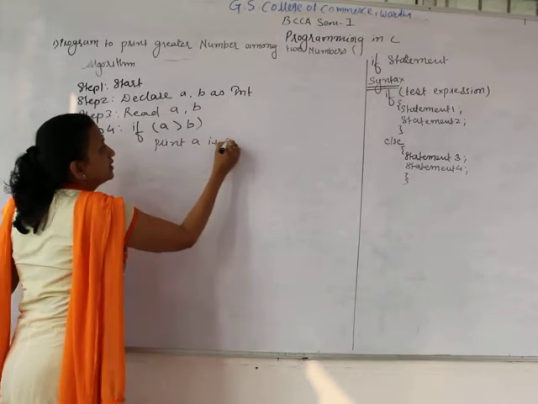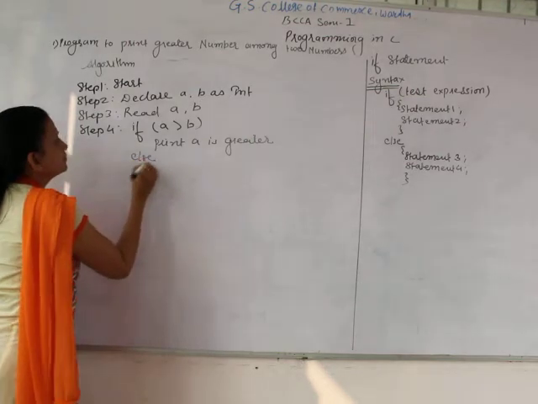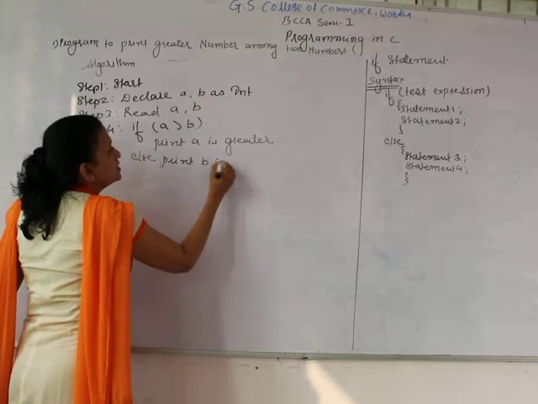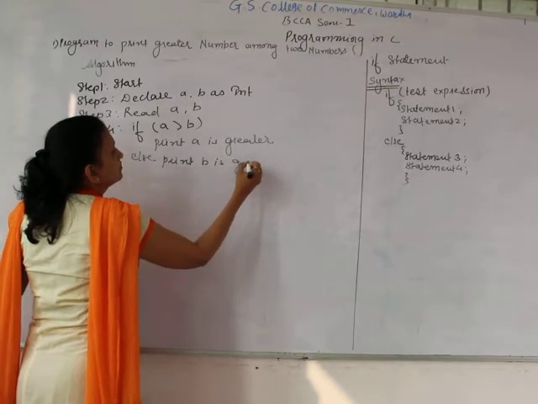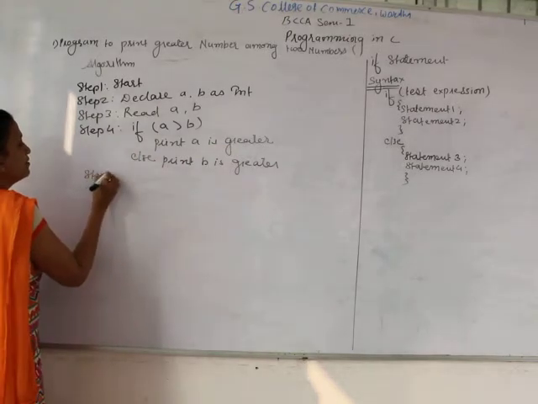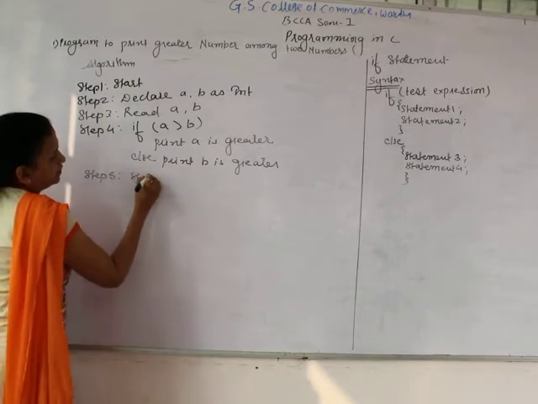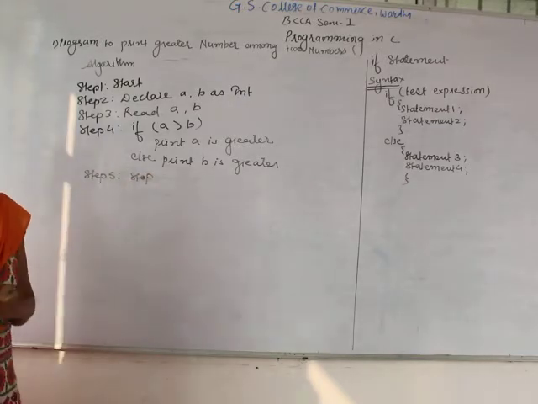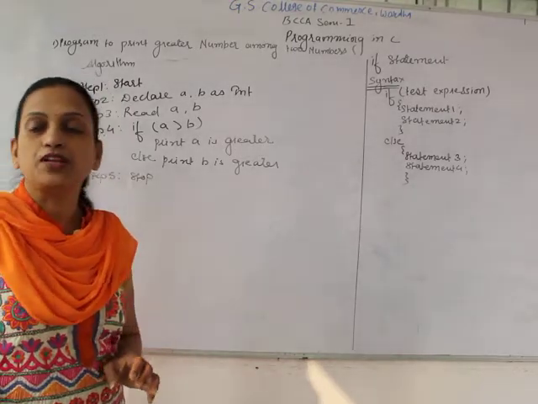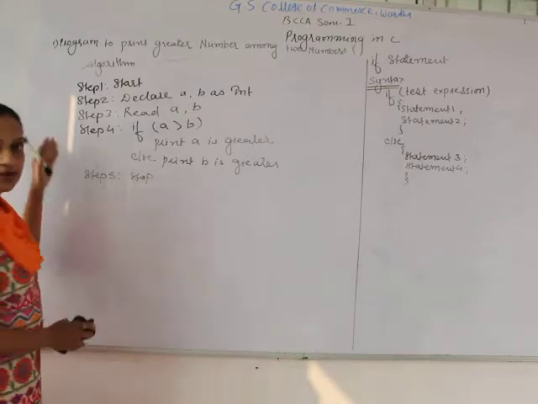a is greater, else print b is greater. And step 5 is stop. In this way you can write the algorithm for this program. Now I am going to explain the flowchart for this program. I hope you understand.